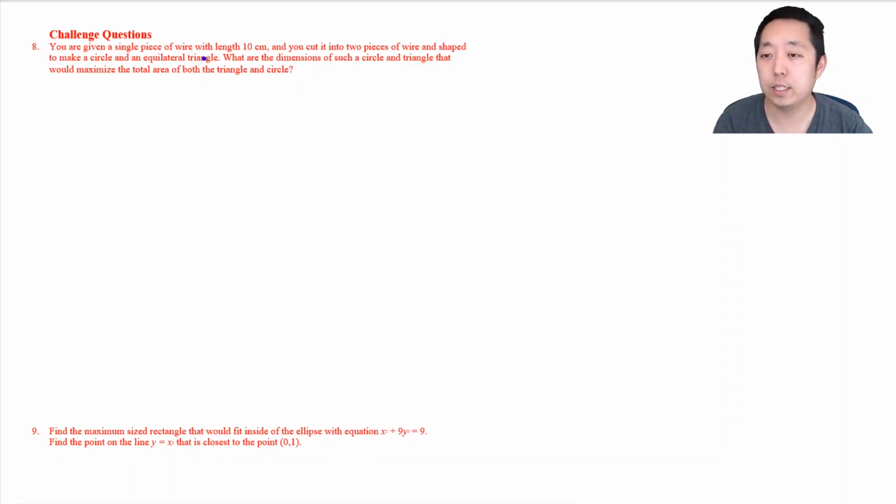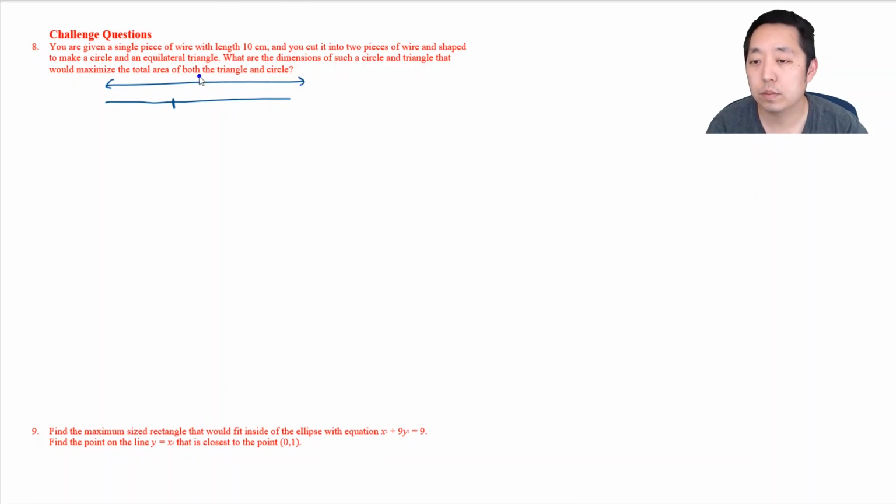So you're given a single piece of wire with length 10 centimeters, and you cut it into 2 pieces of wire. So I'm going to cut it somewhere here, and shaped to make a circle and an equilateral triangle. So say we'll cut it out here at x. So this is length x, this is length 10 minus x, and I'll make a circle out of here and an equilateral triangle out of this.